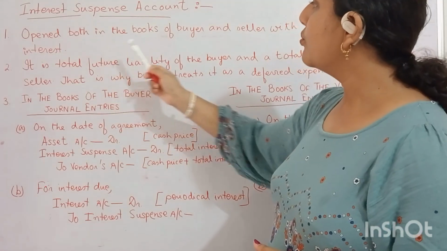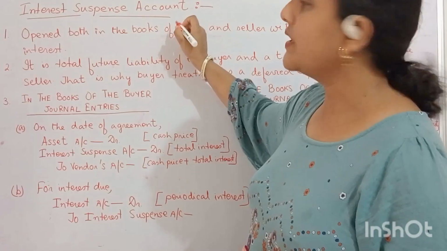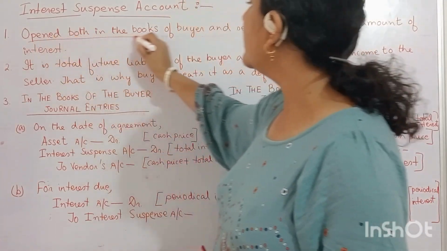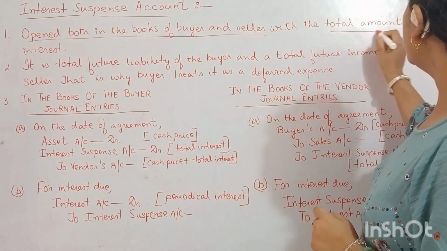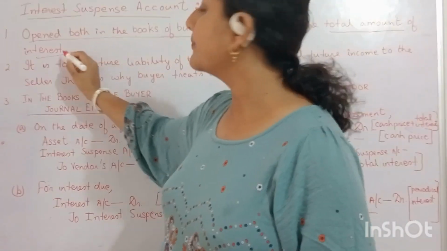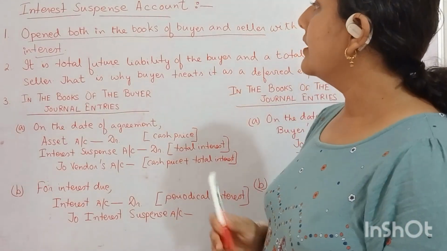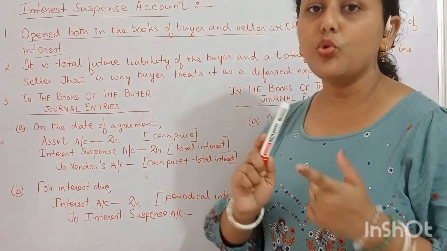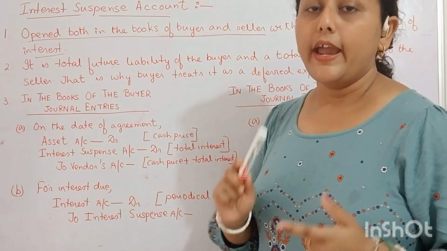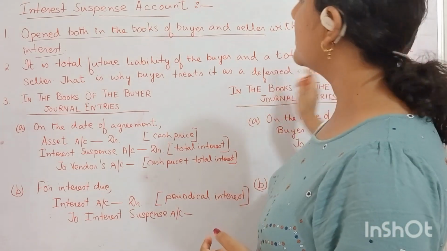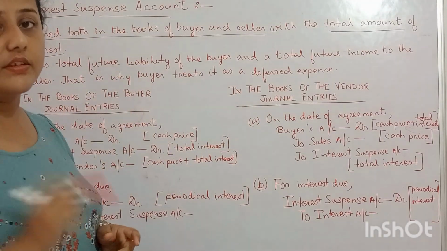Here you see I have written something: opened both in the books of buyer and the seller. So the interest suspense account is opened both in the books of buyer and seller, with the total amount of interest. This is one of the important points. It represents the total amount of interest.